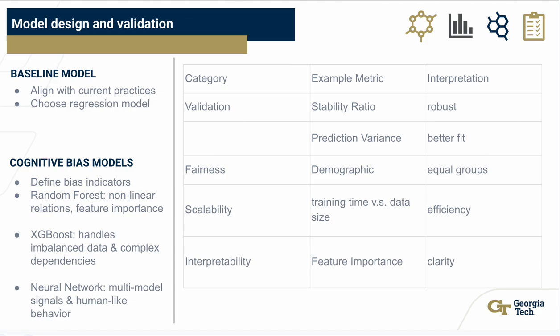For the model design, we first designed the baseline model. This is the one that aligns with the current practices that commercial banks are using, and we will use a regression model. And for the cognitive bias model, we first design the bias indicators, and we will recommend selecting a couple of models and comparing the output, including random forest, XGBoost, and neural networks.